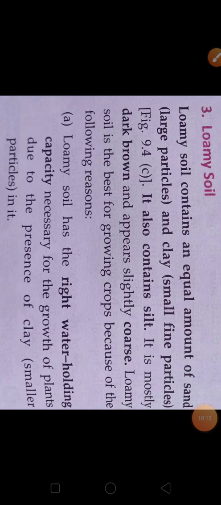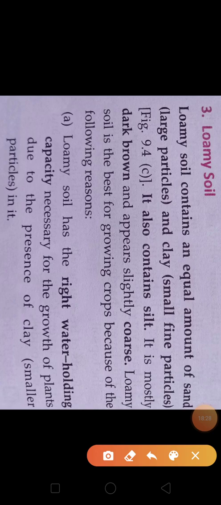It is a perfect soil for the growth of plants and trees. Why? Because it has more humus that makes the loamy soil more fertile. Okay, see about this. Loamy soil contains an equal amount of sand and clay. It also contains silt particles. It is dark brown in color. Loamy soil is best for growing crops because of the following reasons.